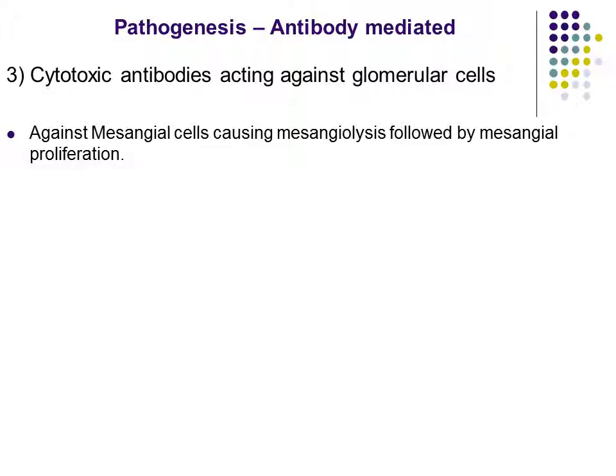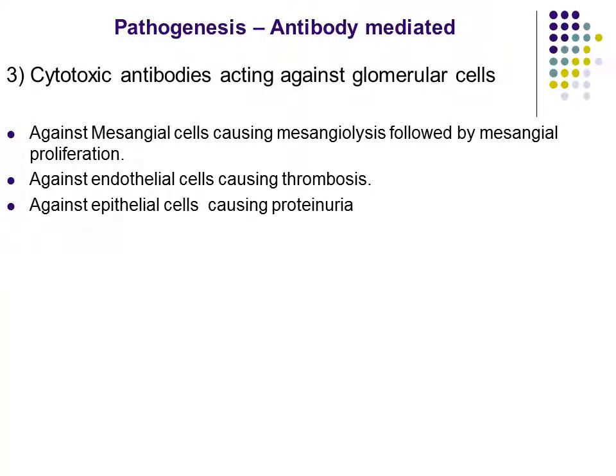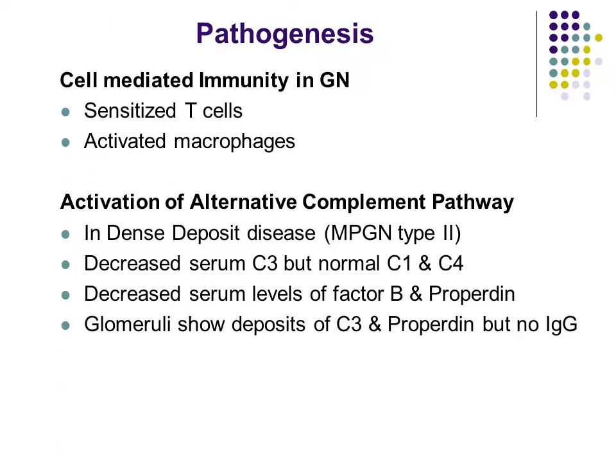Apart from these immune complexes, you can have cytotoxic antibodies acting against the glomerular cells, that is, against mesangial cells causing mesangial lysis followed by mesangial proliferation, against endothelial cells causing thrombosis, against epithelial cells causing proteinuria. Cell-mediated immunity can play a role in glomerulonephritis, but it is very uncommon. The sensitized T cells and activated macrophages can have a role in cell-mediated immunity.